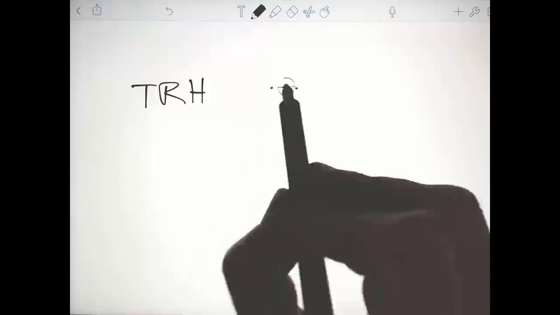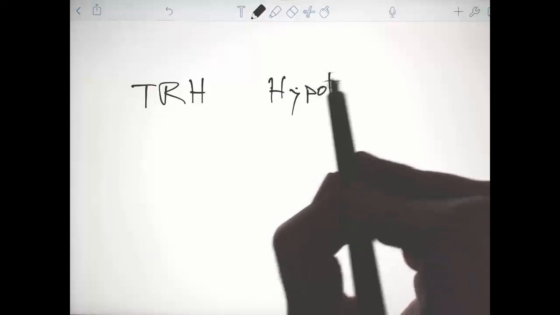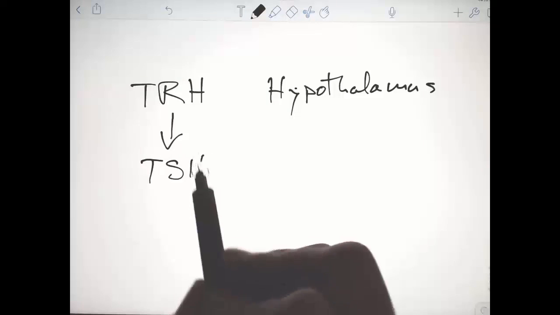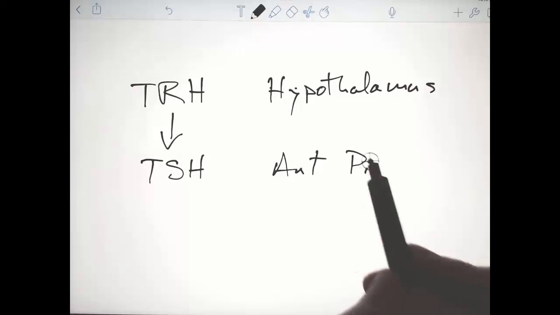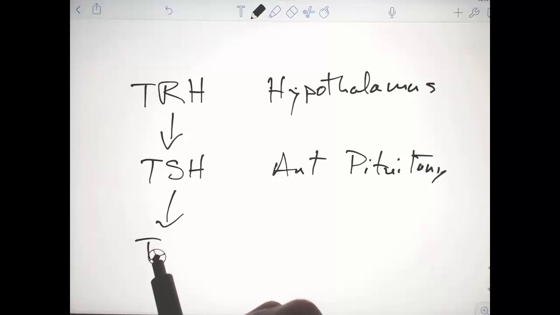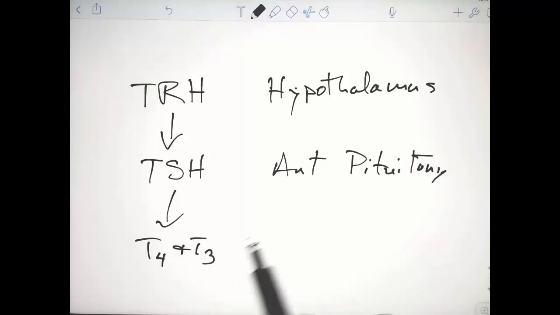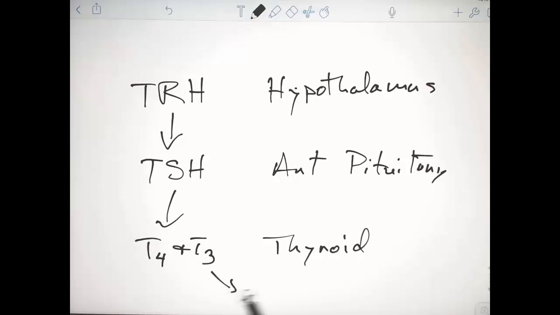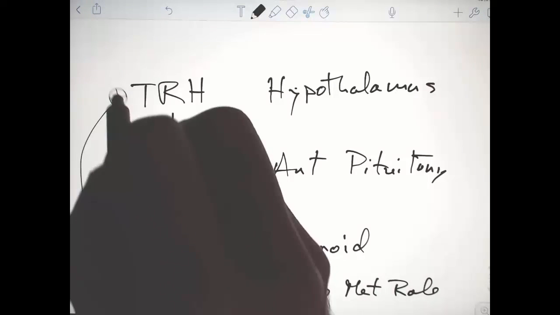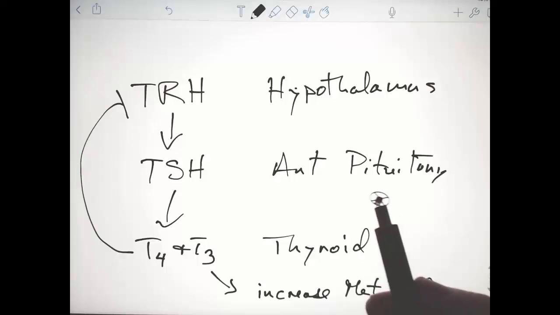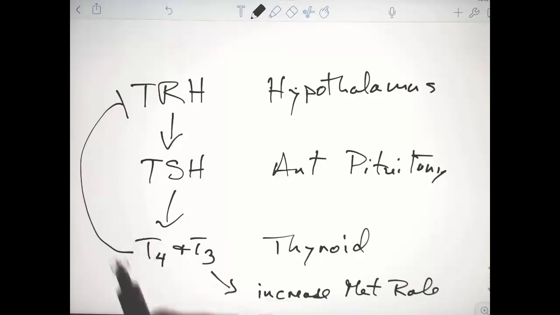So TRH from the hypothalamus stimulates TSH from the anterior pituitary, which stimulates T4 and T3 in the thyroid. T3 increases activity of cells and therefore metabolic rate. There's a feedback pathway of T4 onto TRH so that if T4 and T3 production are very high, we inhibit TRH. So why have both T3 and T4?